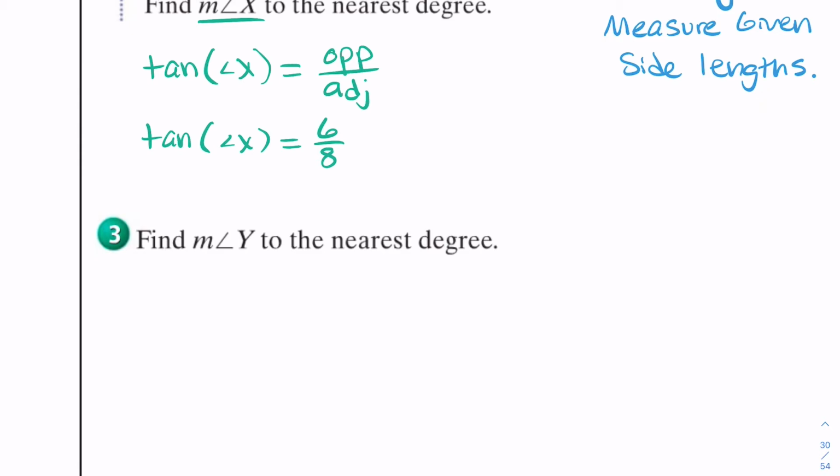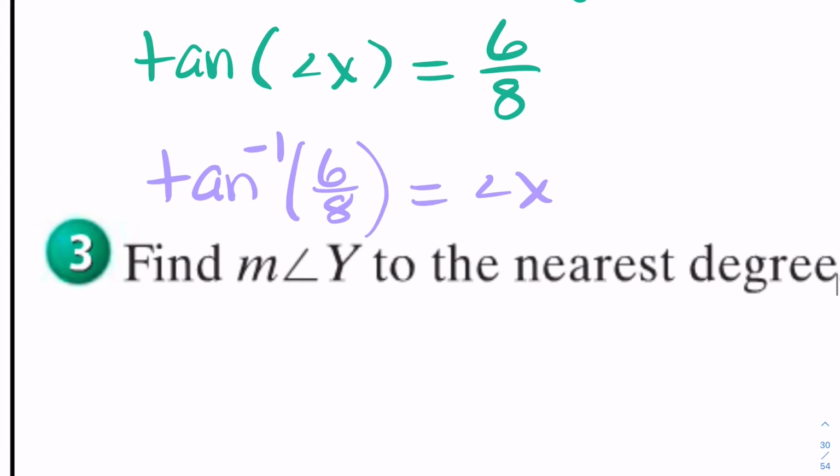Ready? I don't want x here, I want x over here. And I don't want 6 over 8 here, I want 6 over 8 here. That will allow me to find my angle measure. You can do that. That's legal. We're going to say tangent of 6 over 8 equals angle x. But it's not legal until you do one little thing right here.